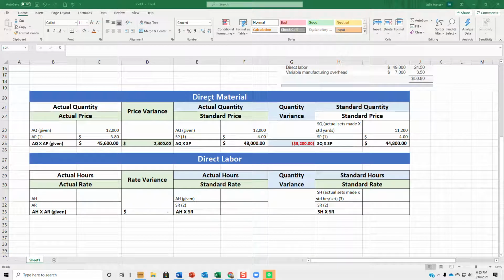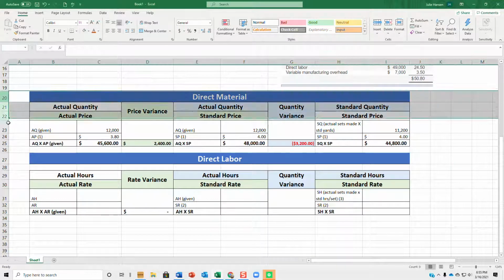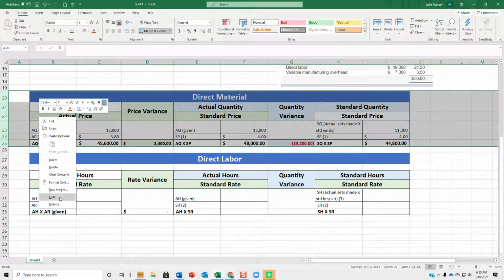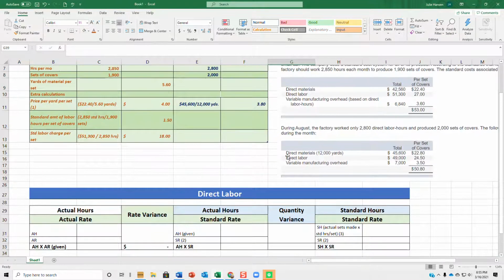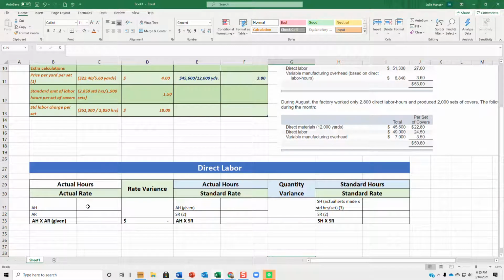Alrighty, so now that we've done the direct materials, we're going to move on to direct labor. So I'm just going to hide this so that we can only focus on the direct labor. So this is, again, a very similar framework right over here.